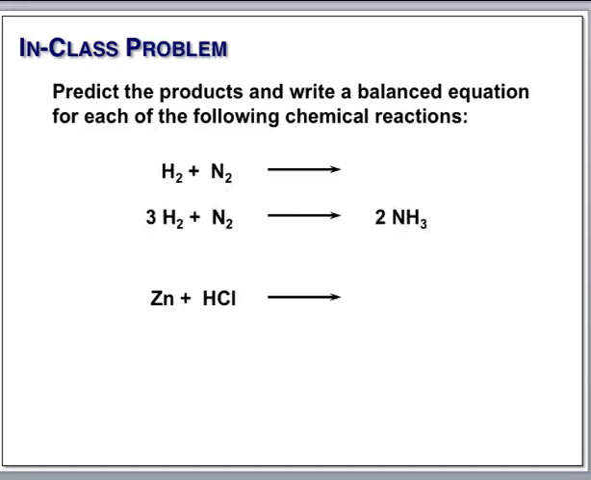Zinc plus HCl. You can think about this as a single replacement reaction. And remember we said that hydrogen and carbon acted funny. They act like they're metals. So we're starting off with an element and a compound. We expect to get an element and a compound. Now, hydrogen is going to pretend it's a metal, that it's going to be the element, right? And zinc will be in the compound.